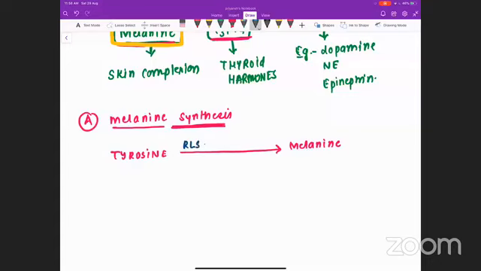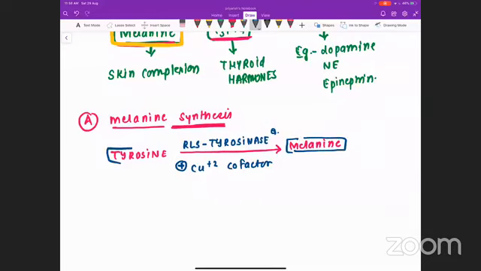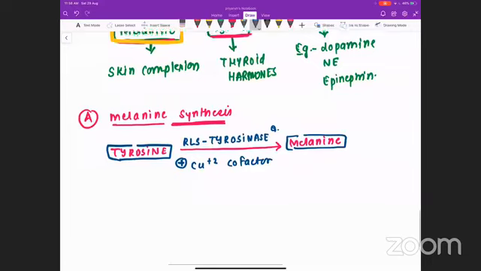The rate limiting step is tyrosinase. Tyrosinase is the rate limiting enzyme for the conversion of tyrosine into melanin. We require copper as a cofactor in this reaction. Along with tyrosine, we require copper. So this is how tyrosine will convert into melanin.